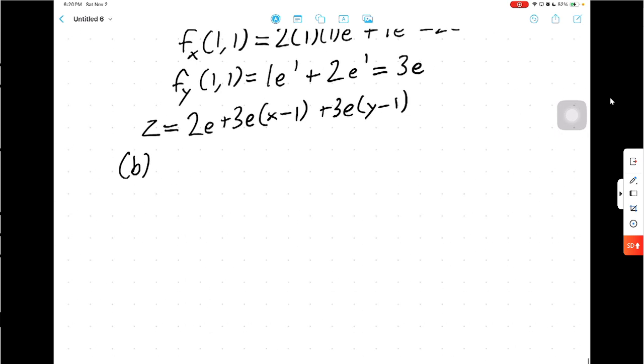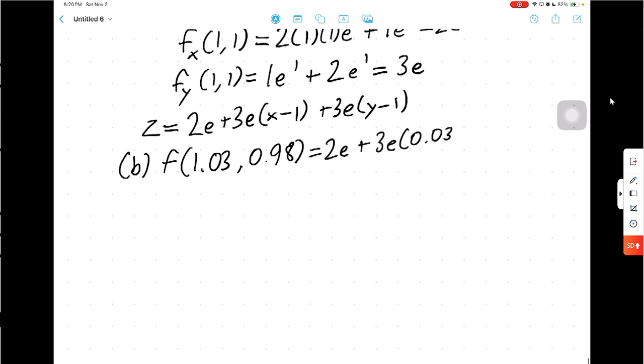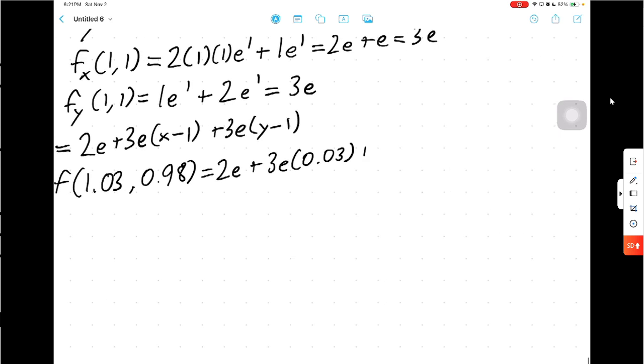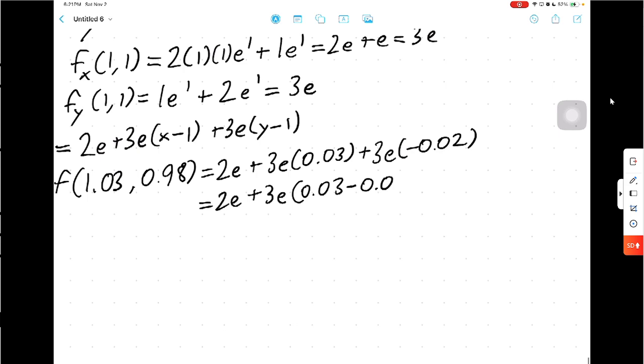B. F of 1.03 comma 0.98 is equal to 2e plus 3e times 0.03, because 1.03 minus 1 is 0.03, plus 3e times 0.98 minus 1, which is negative 0.02. This is equal to 2e plus 3e times 0.03 minus 0.02, which is equal to 2e plus 3e times 0.01, which is equal to 2.03e.